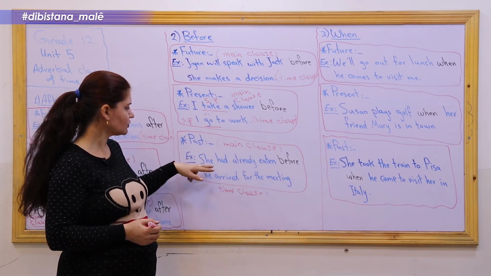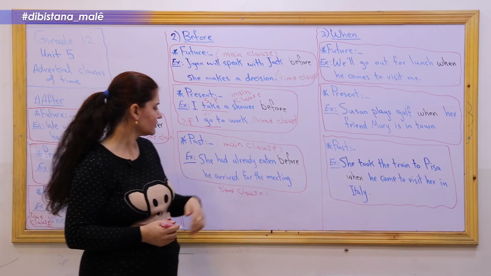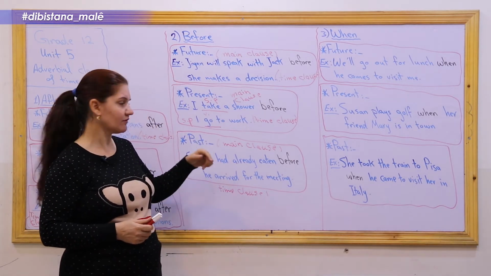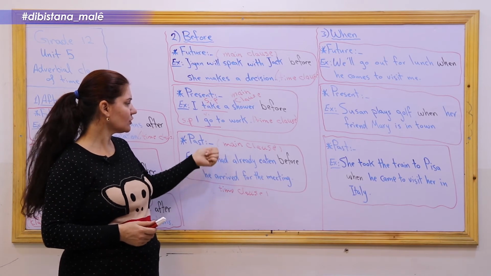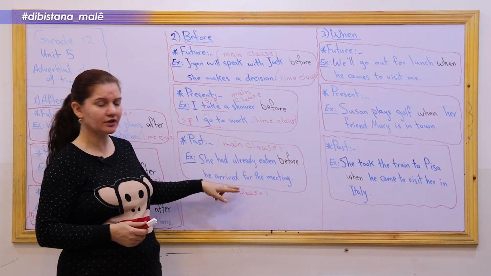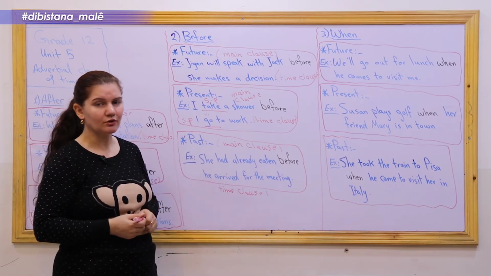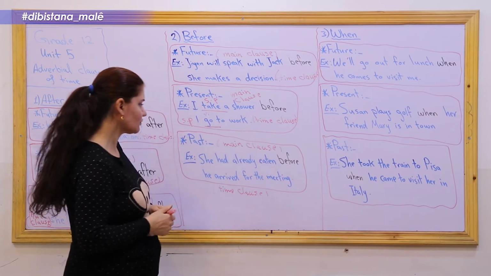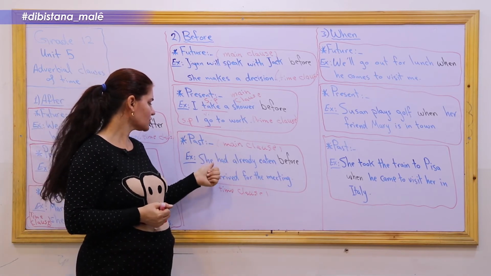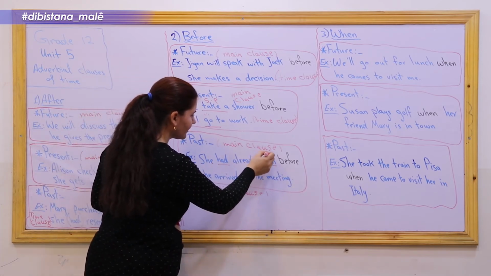Which happened at the first. She had already eaten before he arrived for the meeting. No, she had already eaten. So we have first, the action in the main clause which happened first, and then we have the action in the time clause happening after it. So what about tense? The tense of the two clauses. We have the tense in the main clause, had and verb 3.